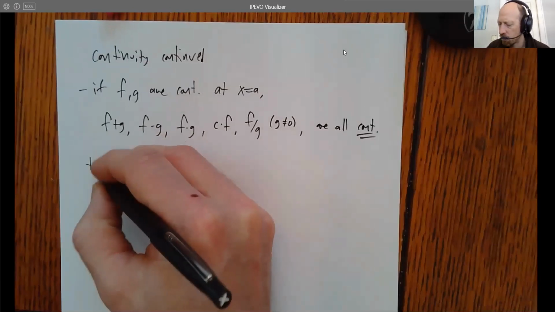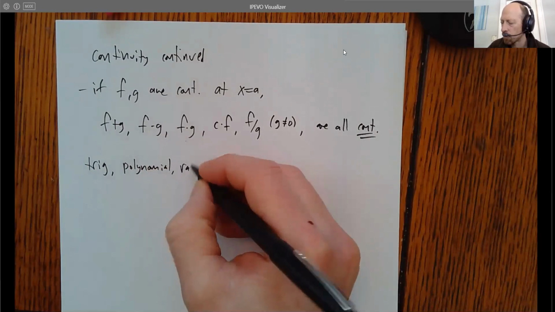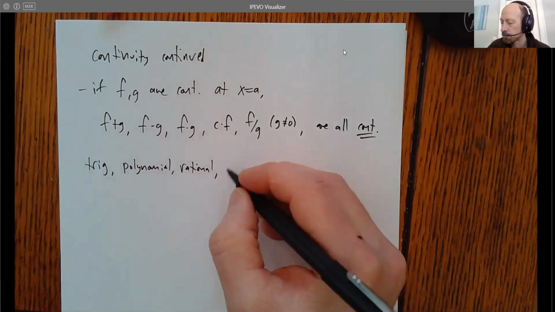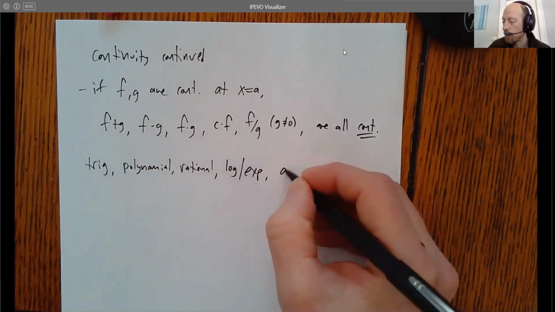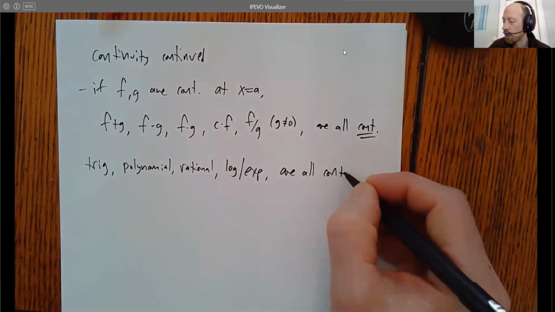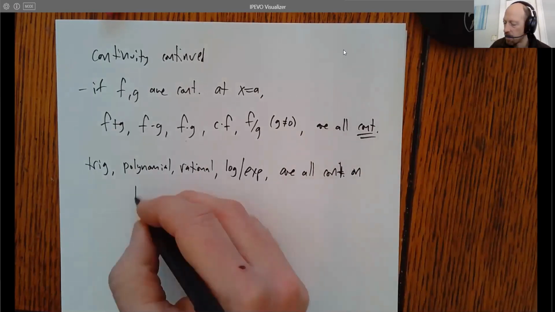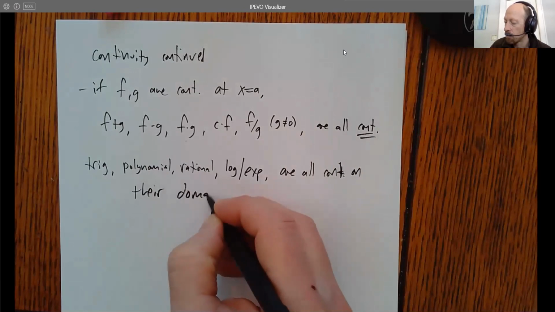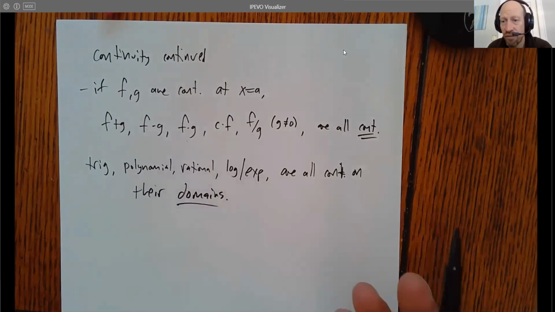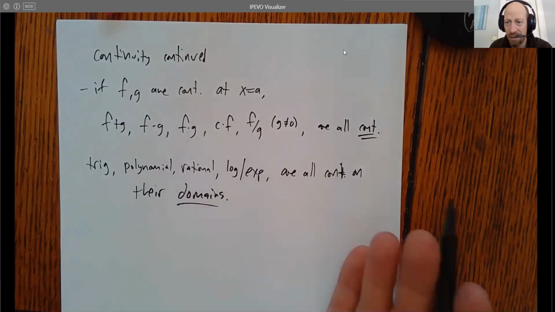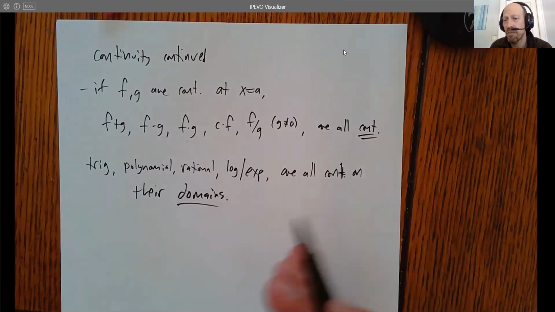So it turns out that trig, polynomial, rational, logarithmic, and exponential functions are all continuous on their domains, meaning where they're defined. So certainly rational functions and trig functions aren't defined everywhere, and if they're not defined there, then they're not going to be continuous there, right? Because the function has to be defined. But as long as they're defined, they are going to be continuous.